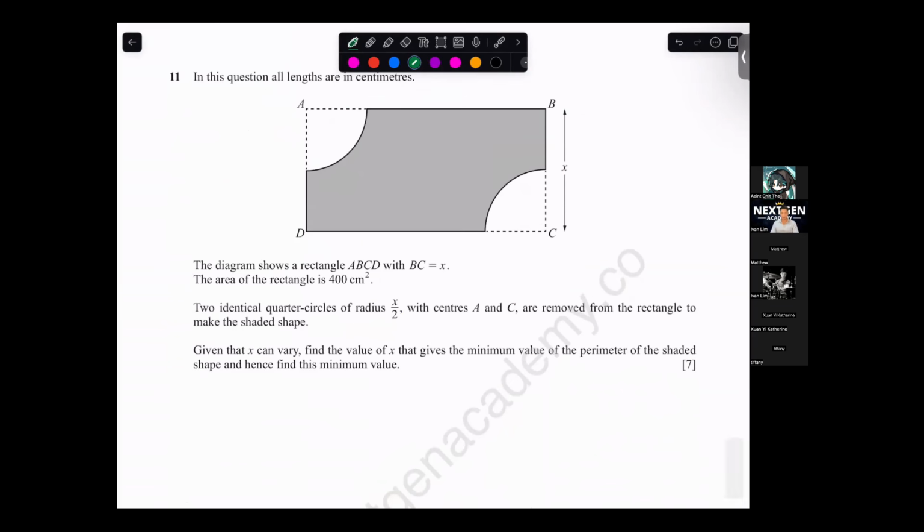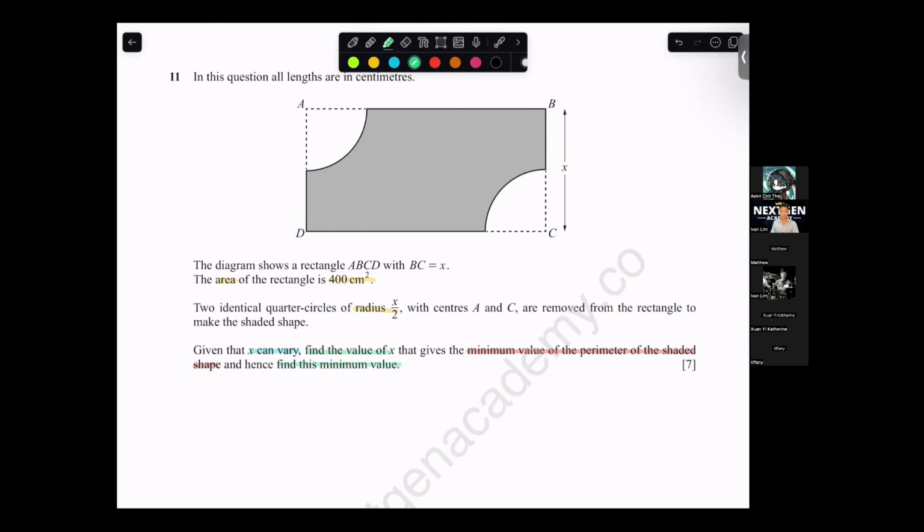Let me teach you all and help you identify what the keywords are here. The diagram shows a rectangle ABCD with BC equals X. Area is equal to 400. 2 identical quarter circles of radius X over 2 with centers A and C are removed from the rectangle to make the shaded shape. Given that X can vary, you see how they're giving you some clues here. X can vary. Find the value of X that gives the minimum value of perimeter of the shaded shape. And hence, find this minimum value.